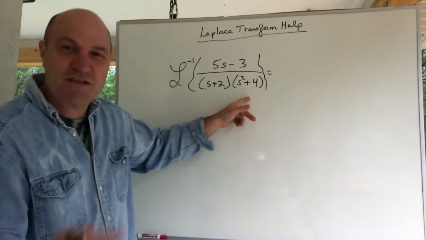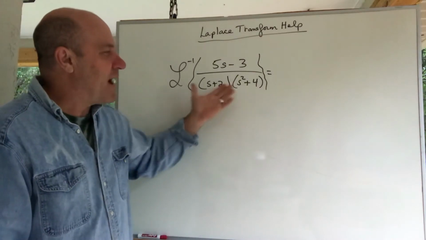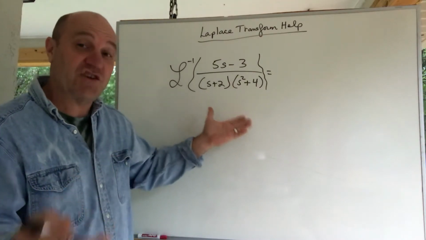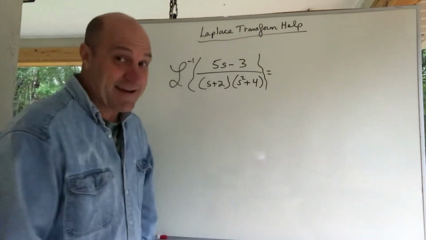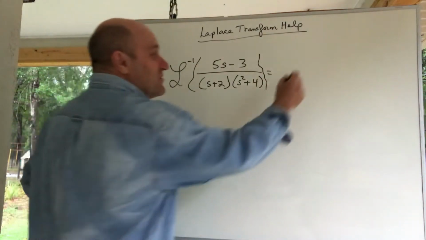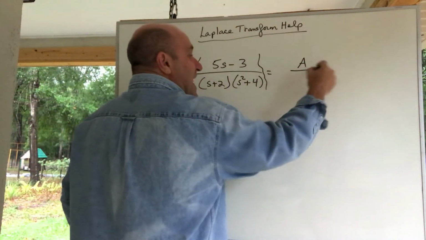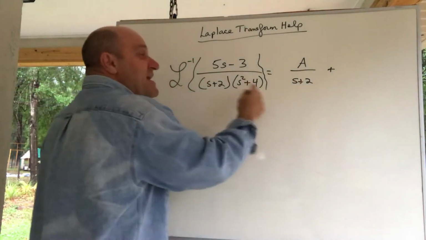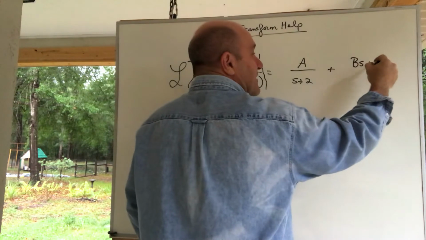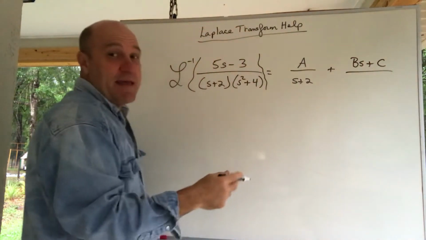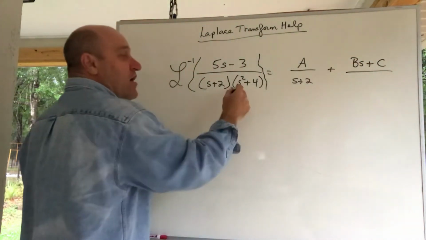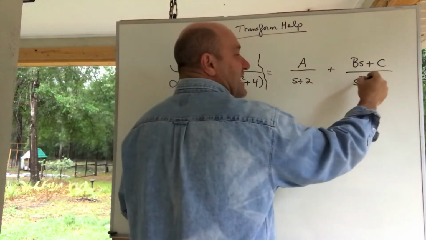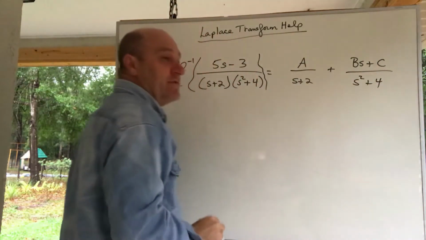I can't find him. I can't look him up. And so I have to do some partial fraction decomposition. Let me just remind you how to do that. You go off to your scrap paper and you make an A over an S plus 2. You make a BS plus C. I'm not kidding, it's not BS. It's a BS plus C over S squared plus 4. That's how you handle the quadratic factor.